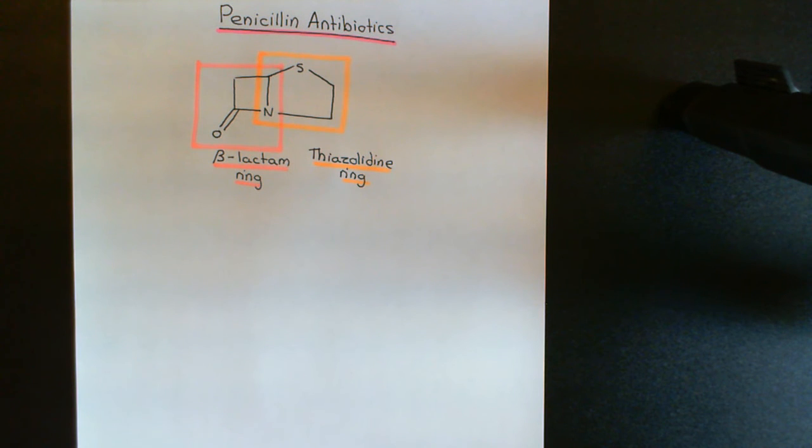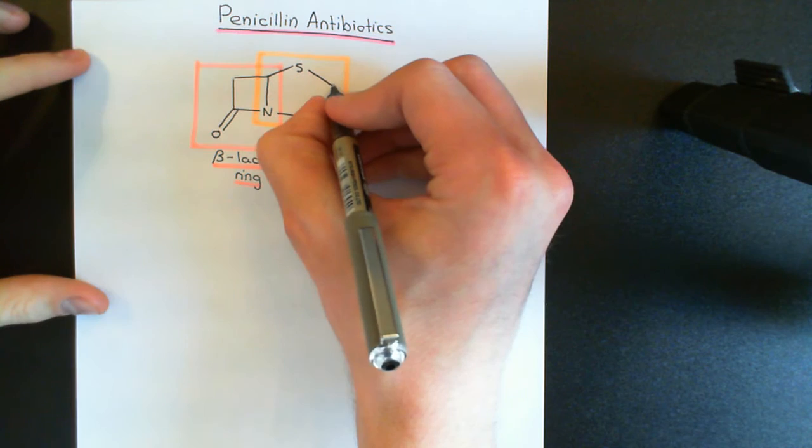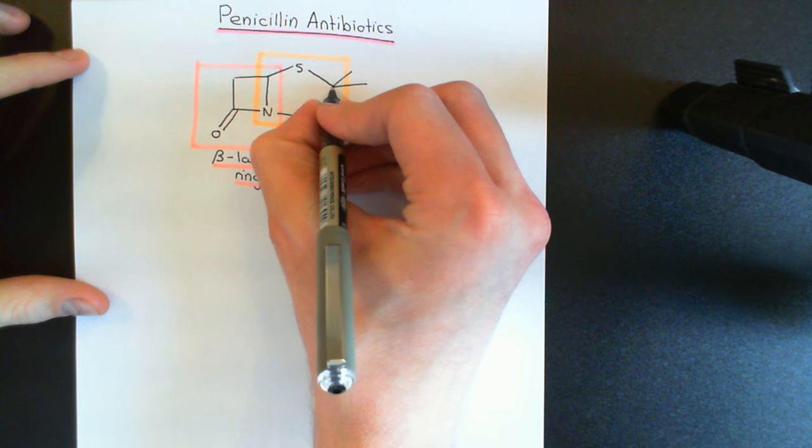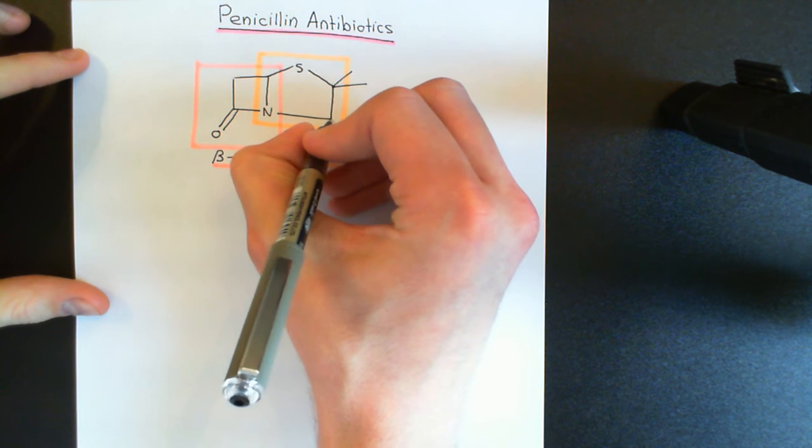Now, off the thiazolidine ring, all penicillin antibiotics have certain side chains. Okay, so we're going to have two methyl groups coming off this carbon. So this carbon has one bond to a sulfur, one bond to a carbon.